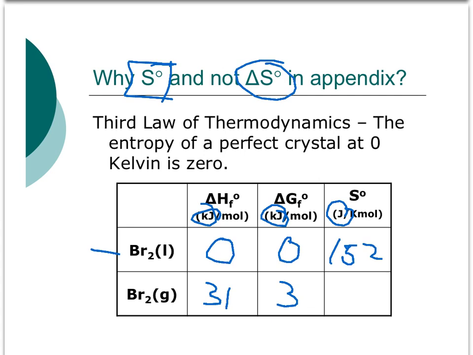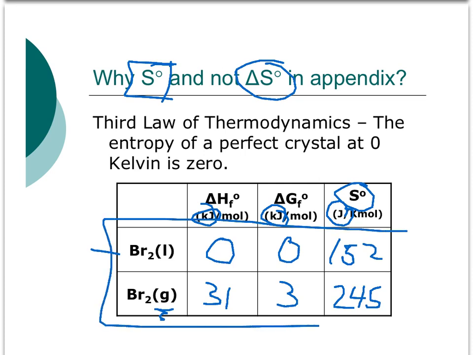And now the entropy. The number I'm going to put in this sixth and final square, think about this for a second, what should it be larger than? It should be larger than the entropy of the bromine liquid, because if I'm now talking about bromine gas, it should have a higher entropy. And sure enough it does, 245. So we should be able to make some relative sense out of all the numbers that you see in the appendix for enthalpy, free energy, and entropy.